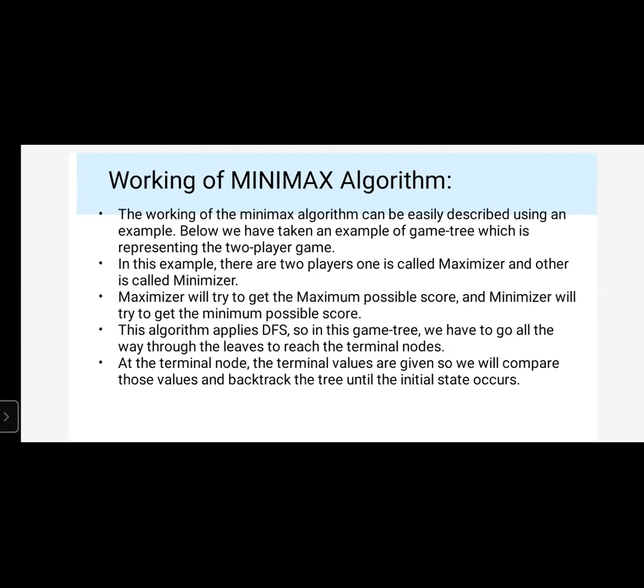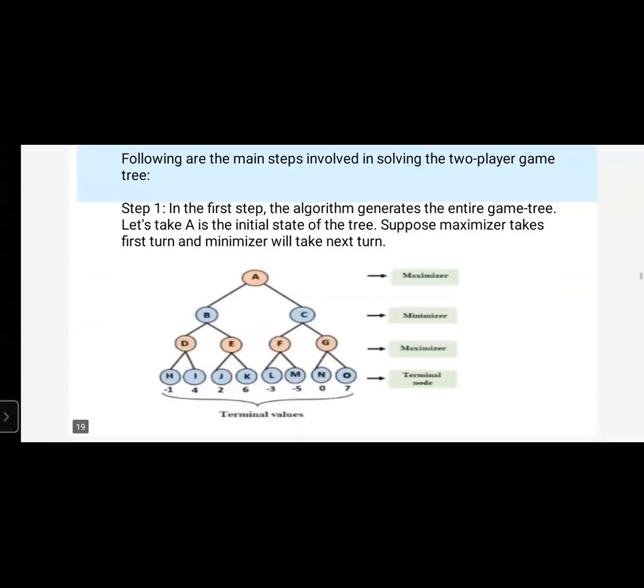By applying DFS, that is depth first search, we need to go all the way through the leaves to reach the terminal nodes. By following all the leaves, starting from the start node, we are going to reach the terminal nodes. At the terminal nodes, the terminal values are given. We will compare those values and backtrack the tree until the initial state occurs. Now see this example. These are the steps involved in solving the two-player game tree.